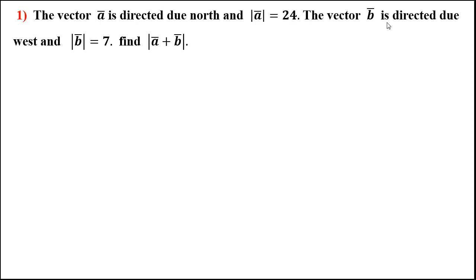The vector b bar is directed due west. हा वेस्ट डायरेक्शनने म्हणजे पश्चिमेकडच्या दिशेने असणारा हा व्हेक्टर आहे b bar. And magnitude of b bar is 7. Find magnitude of a bar plus b bar.